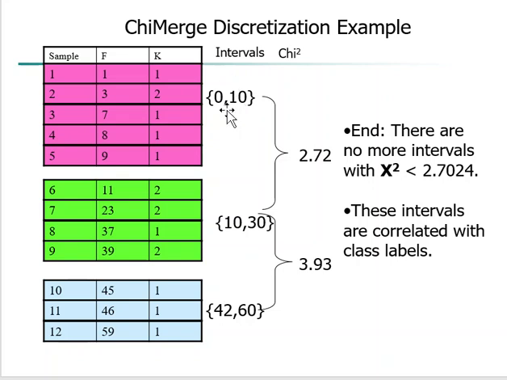You could call this 1, this 2, this 3. You could give them a nominal label. That would be your choice, depending on what mining algorithms you need to use to continue your mining task. So this is one example showing how we can use a supervised method, taking the class labels into consideration to discretize one feature.